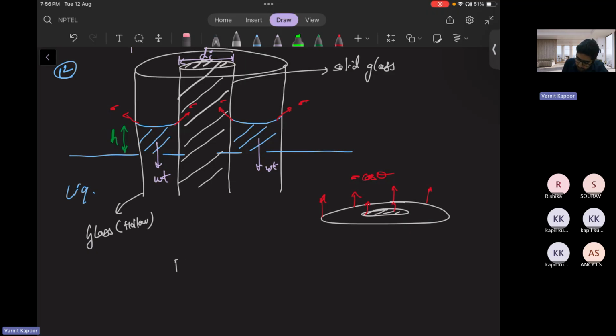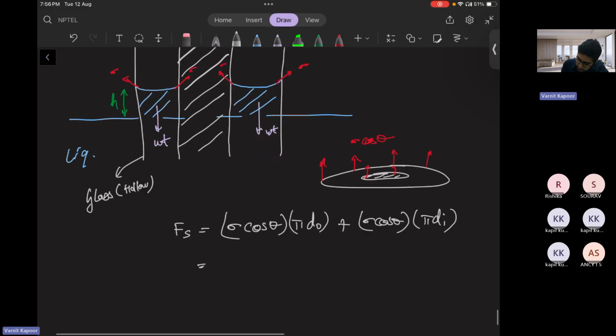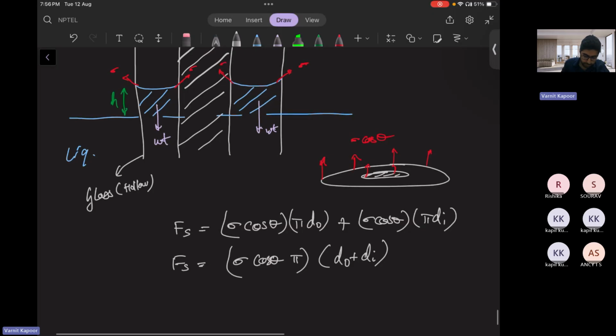So surface tension force is sigma cos theta into L, that is pi outer diameter, plus sigma cos theta into L, that is pi inner diameter. So that is sigma cos theta pi into (d outer plus d inner). That is your surface tension force.